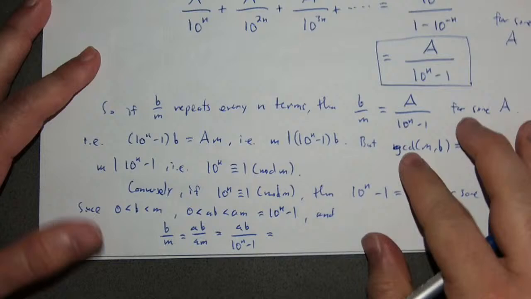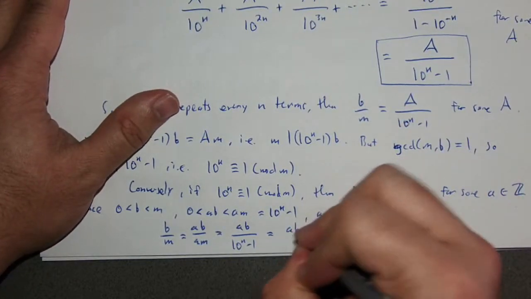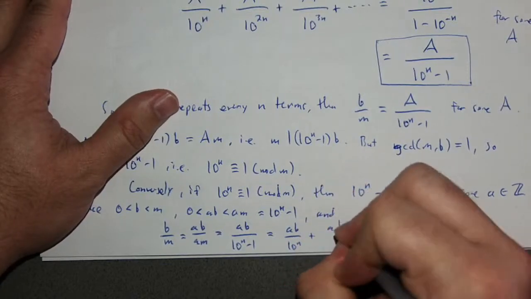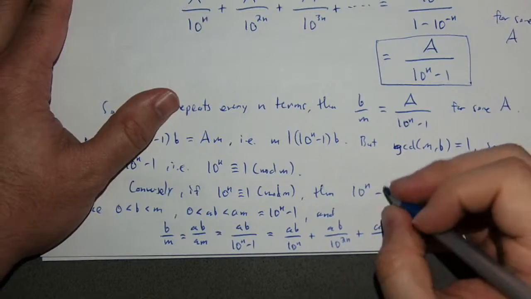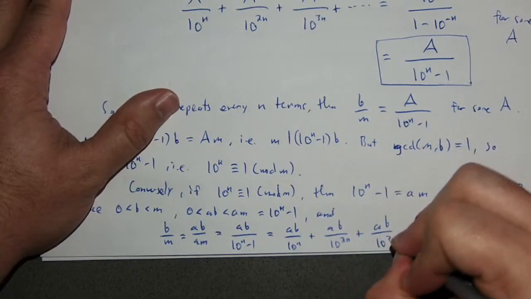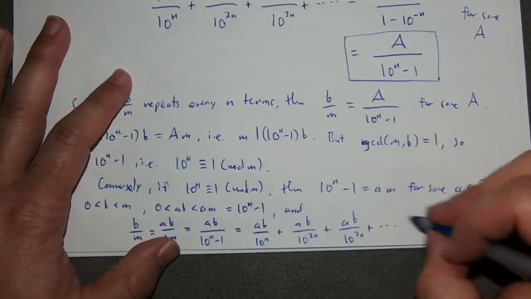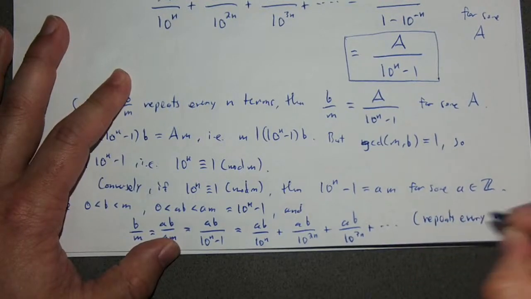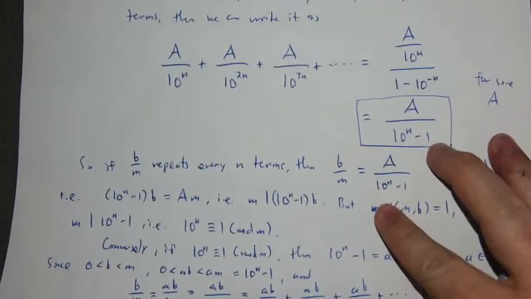But using the geometric sum formula in reverse, this is ab over 10 to the n plus ab over 10 to the 2n plus ab over 10 to the 3n, and so on. So it repeats every n terms, right? So what have we done so far?